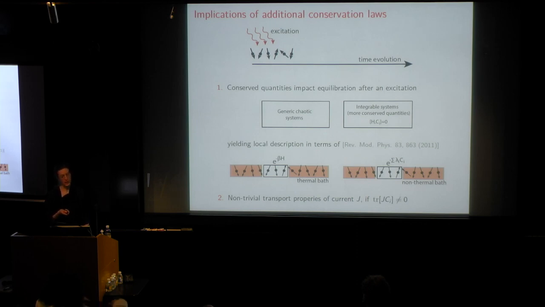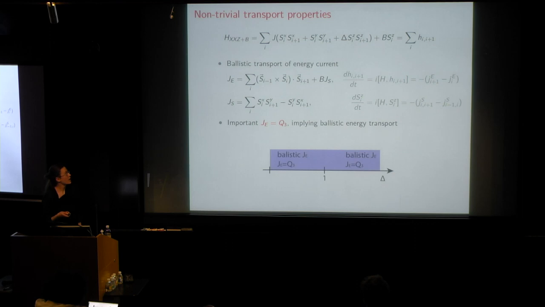I'll first discuss the second point in the first half of the talk, and then in the second half focus more on the equilibration. So if we go back to the Heisenberg model and look at the transport properties, this is a model where very physical currents like the energy current are one of the conservation laws, and therefore show ballistic transport in essentially all of the regimes.